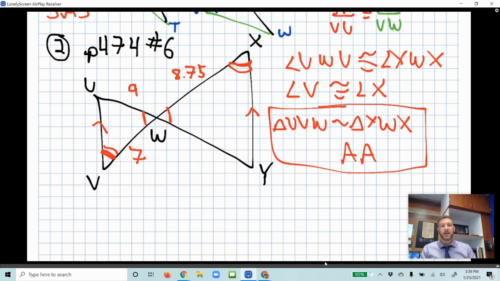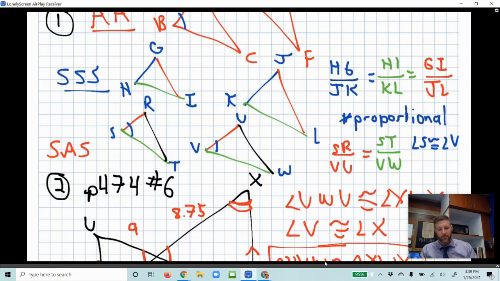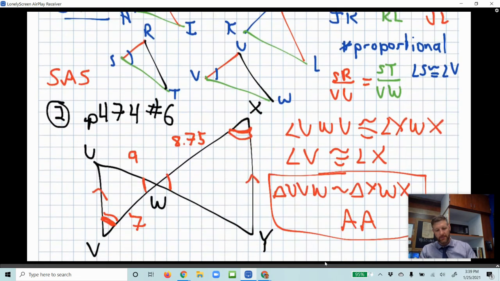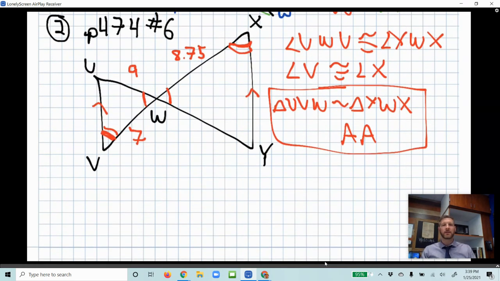I could, in fact, because it still applies, you still have a transversal here. I could prove U and Y are congruent too, but that's already given. It's the third angle, and you don't need 3 angles. You only need the first 2. So that's the first part of the question. I know these are similar because I have 2 congruent angles. And so for problems like this, you're choosing from one of these 3 methods: angle, angle, side, side, side, or side, angle, side. In this case, it's AA.